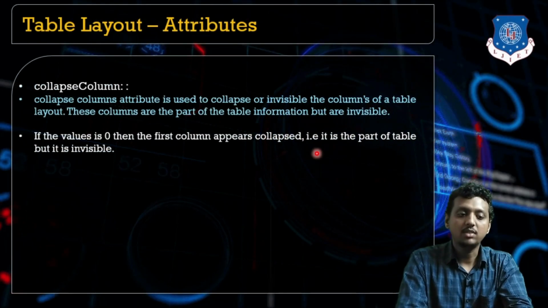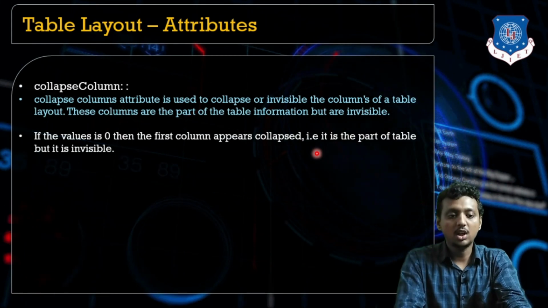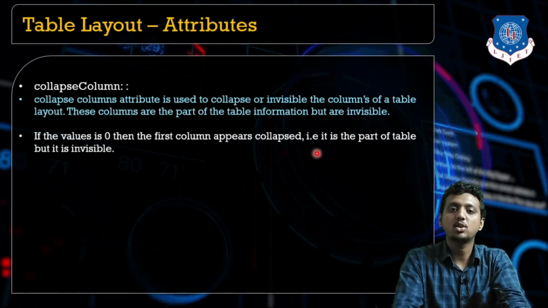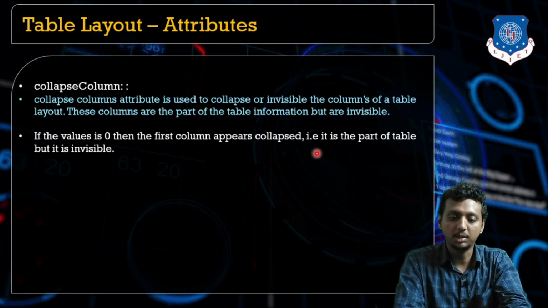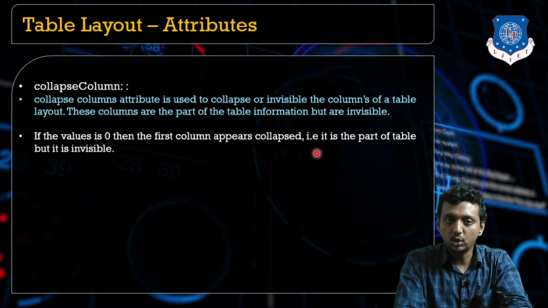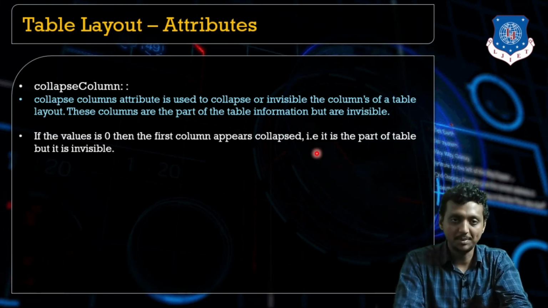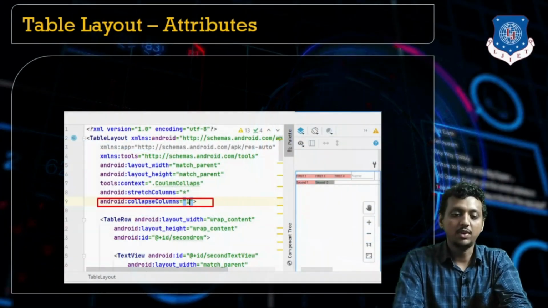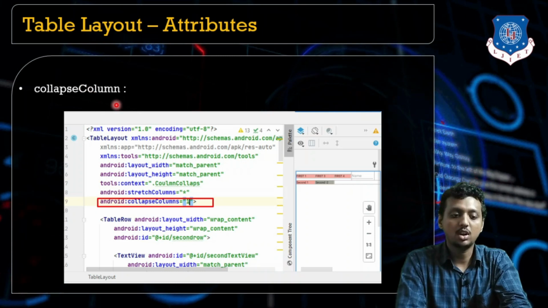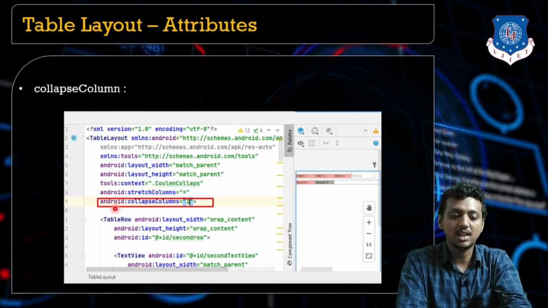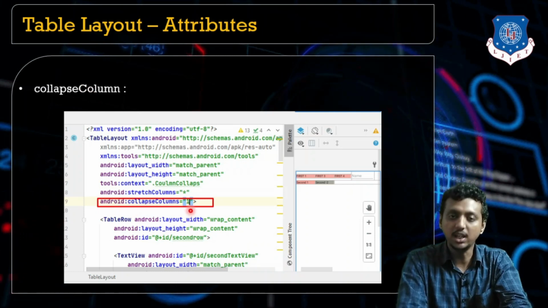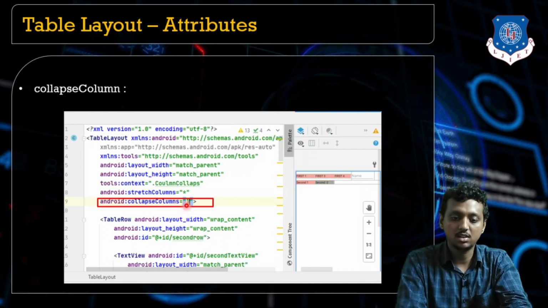Next, students, we have the collapse column. This collapse column attribute is used to collapse or make invisible the whole column from the table itself. If the value is 0, then the first column is collapsed. Value of 3, then the fourth column is collapsed. So here we have, see, this is the collapse column. My code is applied like this, like Android collapse column 1. That means the second column gets collapsed.